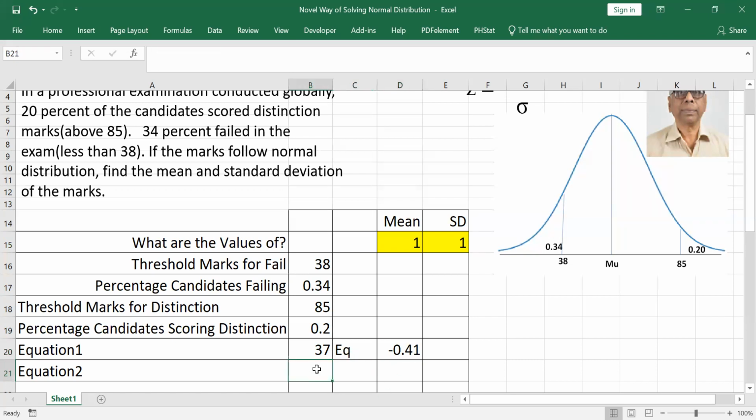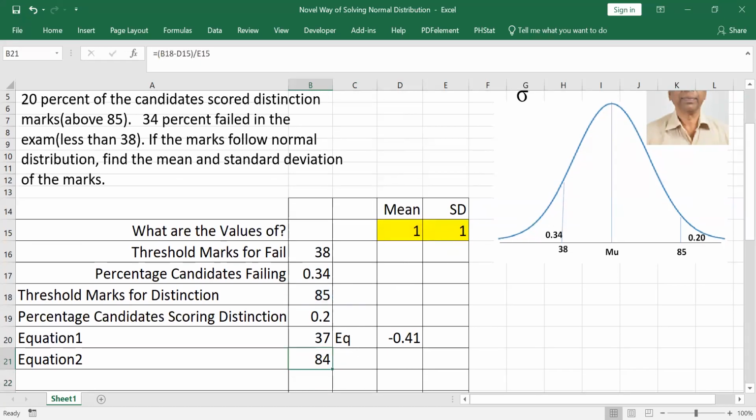Now the second one is equal to x minus mu by sigma, which is 85, this cell, minus mu, the mean as before, divided by sigma as before. Now, as before, if the probability is 0.2, what is the ordinate? Excel has a convention that the cumulative probability is from the left to the ordinate, whether it is to the left of the mean or right of the mean.